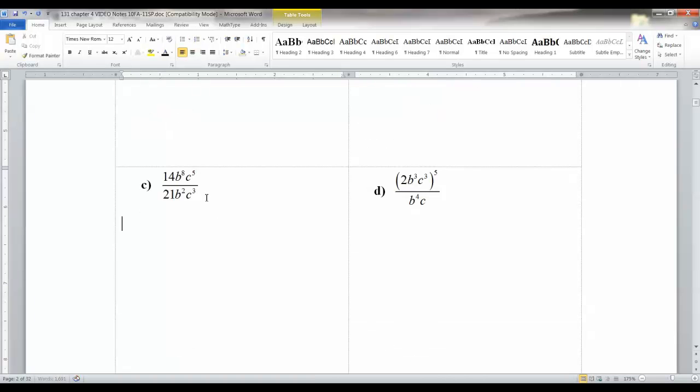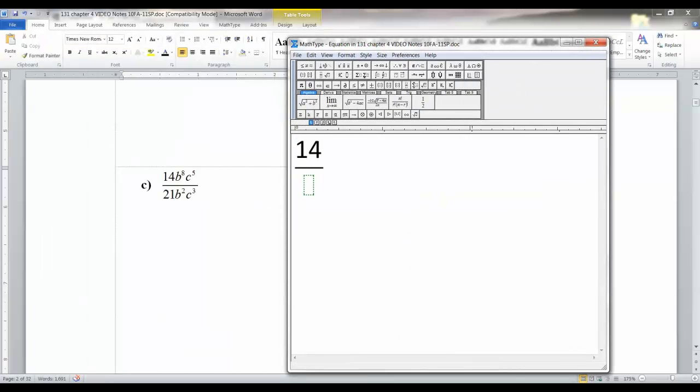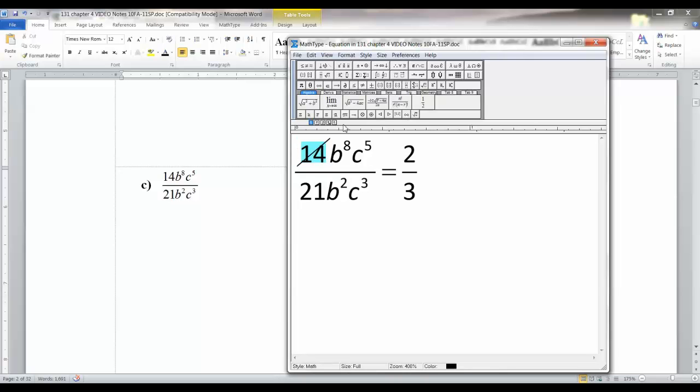All right, so for letter C, we have, let me rewrite it, 14b to the 8, c to the fifth over 21b squared c to the third. All right. Now forget about the b's and the c's for a second and just look. 14 and 21. Don't we already know how to reduce that down? Isn't that 2/3? Because 7 goes into this twice, right? Use a 2. And then 7 goes into 21 3 times.